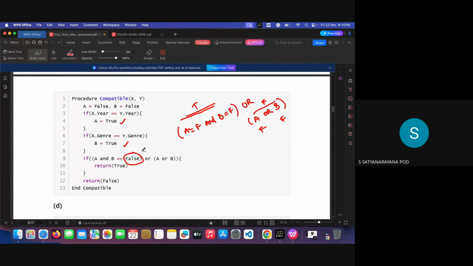Tell me, somebody wants to ask? Sir, here in block 9, if A and B equal to false, it means A equal to false and B equal to false. A double equal to false and B also double equal to false. Sir, is it not like A is true and B is false? No, that's not like that. I hope it's not like that. Maybe, sir, A could be true and B is false. It could be like that.